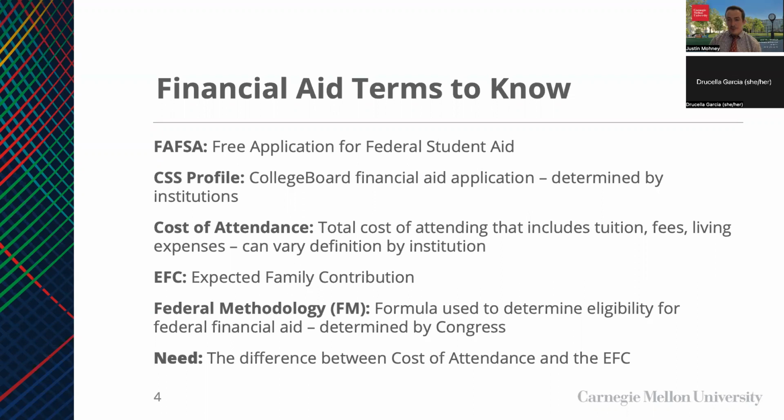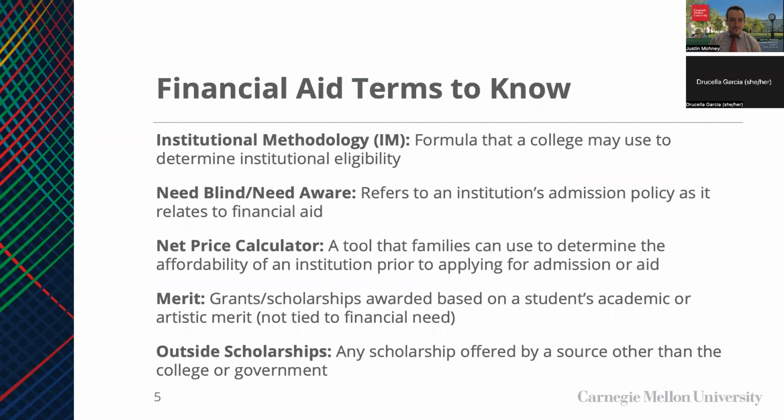Another term that you'll hear thrown out there a lot is need. The need for an individual student is the difference between the cost of attendance and the expected family contribution. You can think of this as essentially the amount of financial aid necessary to make an individual college or university a feasible option for a family financially.